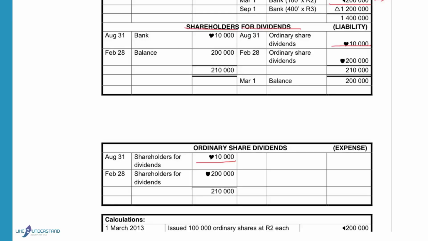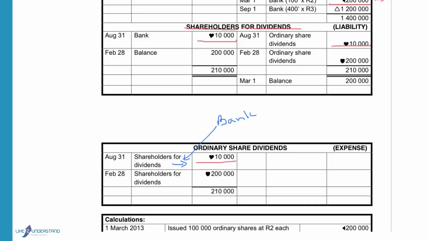Then we will pay out that money immediately, so the bank will be credited and the shareholders for dividends is debited to cancel out the debt so that we can show that no money is outstanding. An alternative method can be used where the ordinary share dividends is entered on the debit side, but it's not taken to the shareholders on the credit side. You show here immediately that this was paid, and you will show that the bank is credited, ordinary share dividends is debited. Both methods are correct.